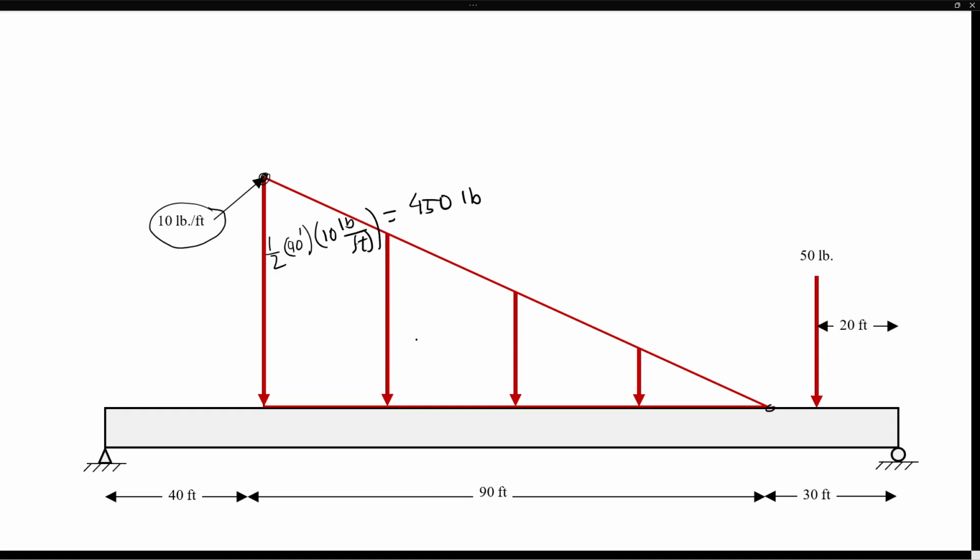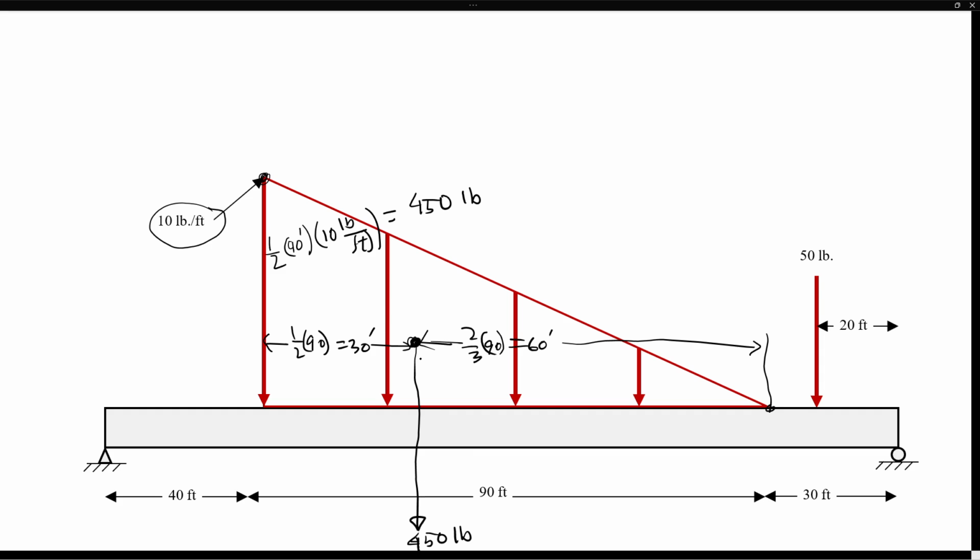And as you know, the centroid of the triangle is the acting point of that 450 pounds, which is 1/3 from the left side. So that 450 pounds will act from the centroid. This is going to be 1/3 of 90, so it's going to be 30 feet from the left side, and the right side would be 2/3 of 90, which is 60 feet from the right side of the triangle. So now we know the resultant of the non-uniformly distributed load and the location of that load.